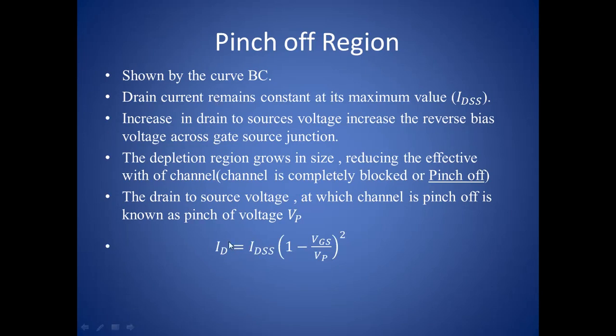The drain current in the pinch off region ID is given by this formula. ID is equal to IDSS, where IDSS is the maximum drain current, into 1 minus VGS, the gate to source voltage, divided by the pinch off voltage VP, the whole square. Using this relation we can find the drain current in the pinch off region.